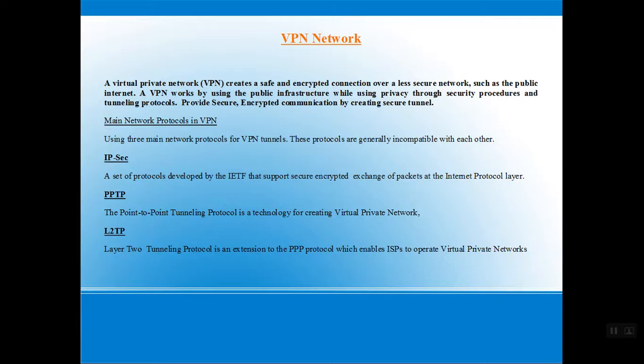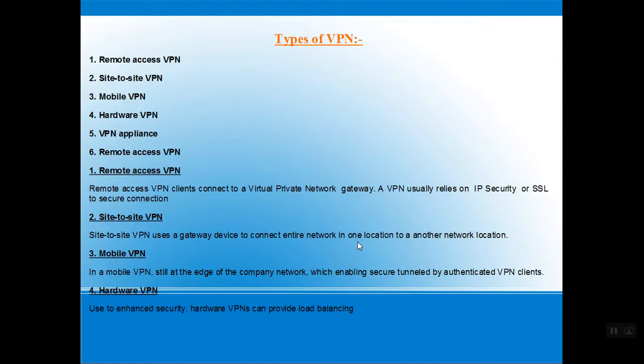IPsec is a protocol set by the Internet Engineering Task Force to support encrypted exchange at the Internet Protocol layer. More advanced is PPTP, the point-to-point tunneling protocol for creating a virtual private network. We have L2TP, a layer 2 tunneling protocol. It's an extension of PPTP and is more advanced, used in virtual private networks. Next we have the types of VPN. There are different types, which you can use for remote access, site-to-site, mobile and hardware.